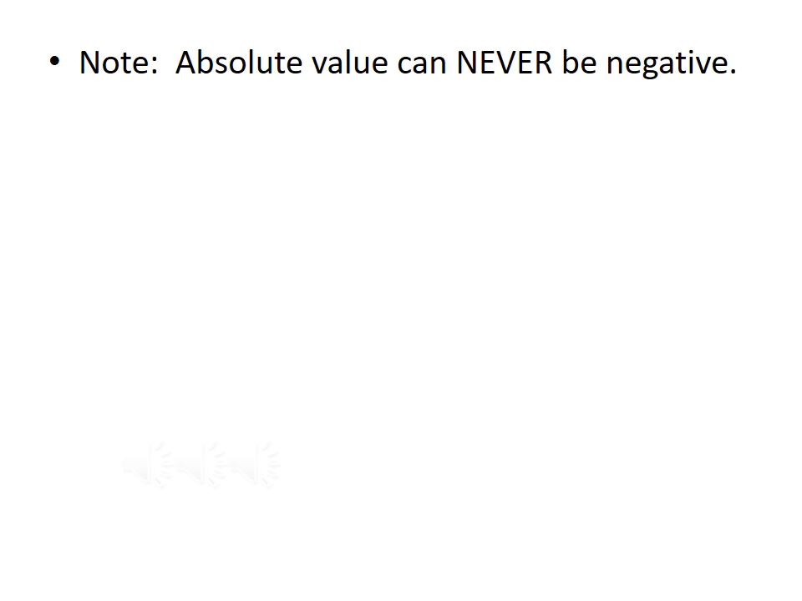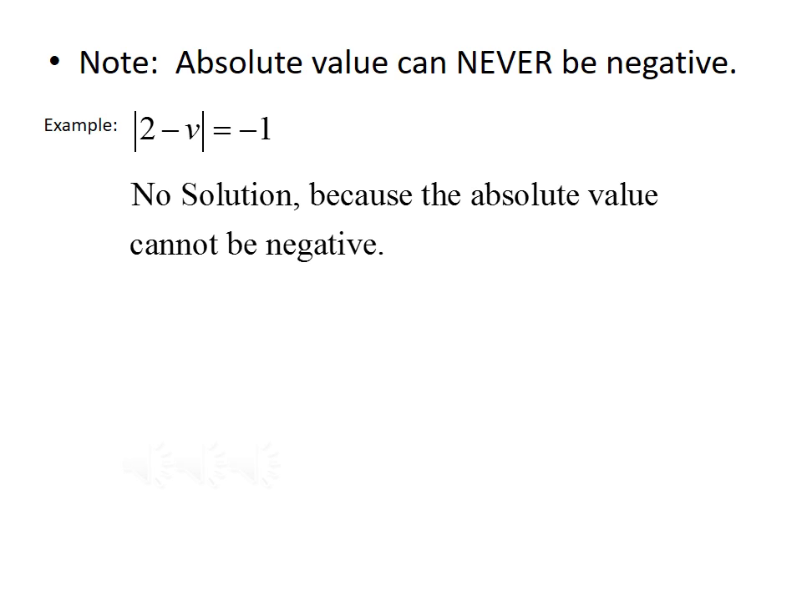As a side note, remember the definition of absolute value is the distance a number is from the origin of the number line. Since it's a distance, it can never be negative. So, the absolute value can never be negative. So for example, if you see a problem like the absolute value of 2 minus v equals negative 1, we have the absolute value is equal to a negative number. We know that that can never happen because the absolute value can never be negative. So this equation has no solution because the absolute value cannot be negative.